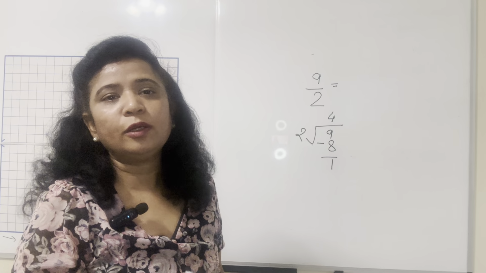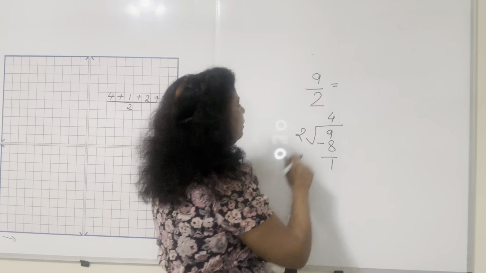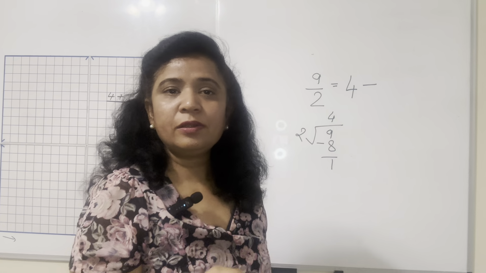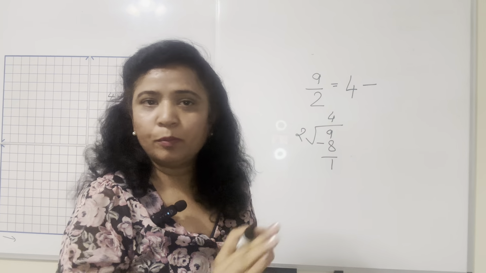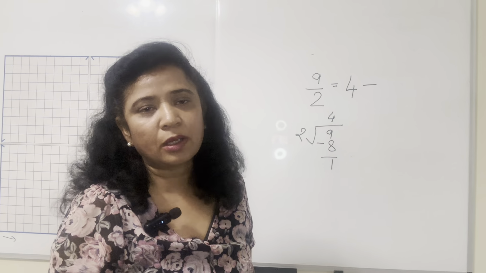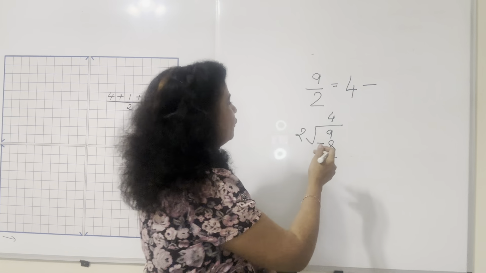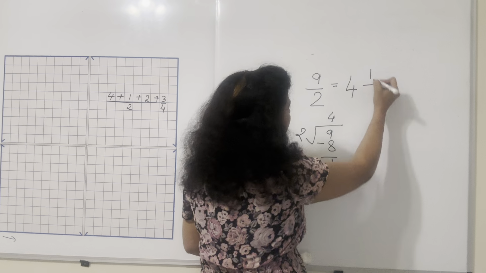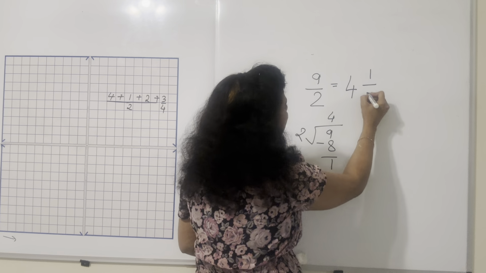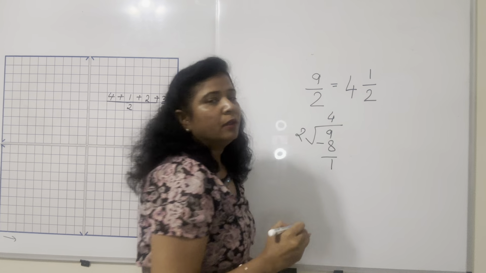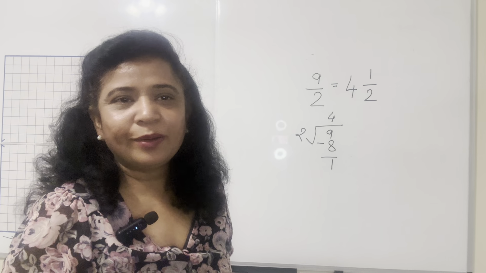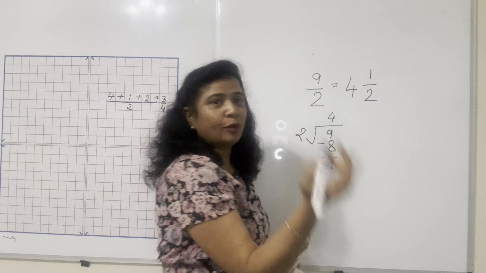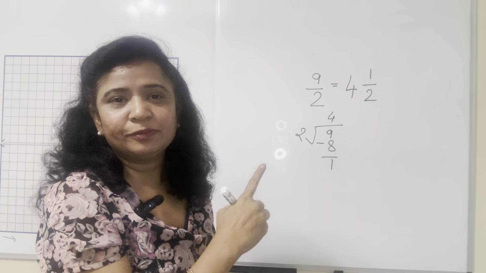You can convert that into a mixed fraction where 4 is your answer or quotient. Okay, both ways. It can be called an answer or quotient. So 4. And what is your remainder? That is 1. And what is your divisor? 2.